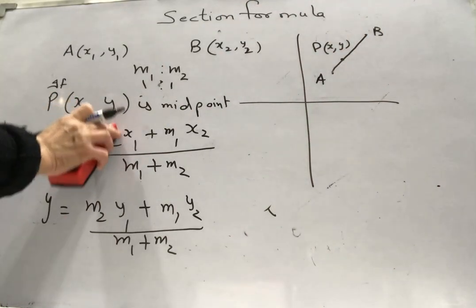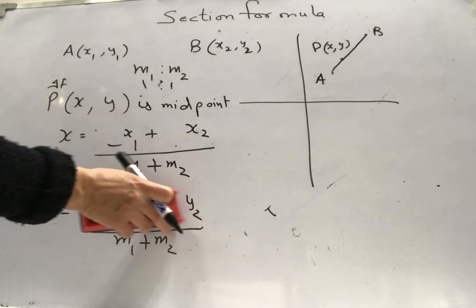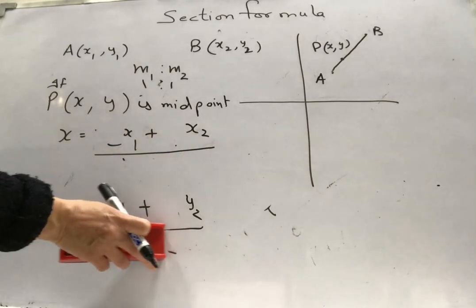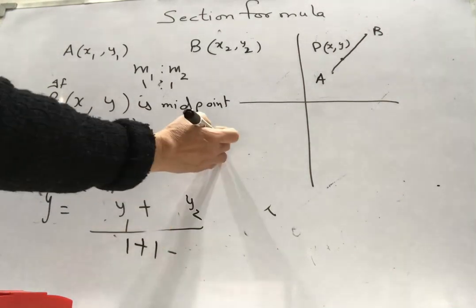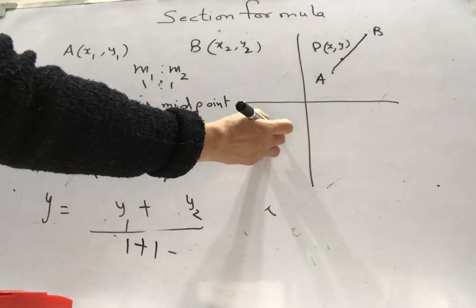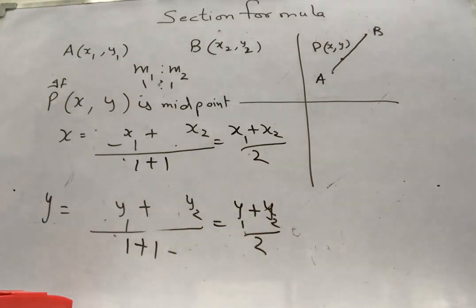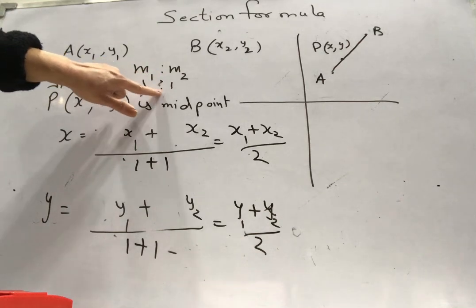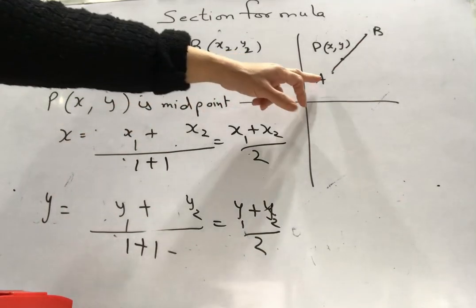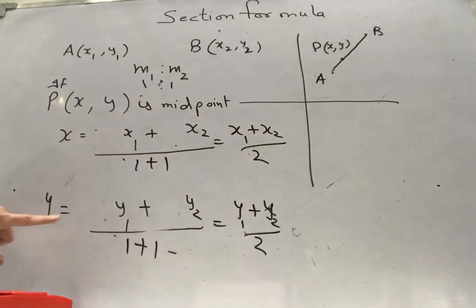So the formula for the midpoint, if you want to check the coordinates of the midpoint, will become 1 plus 1 in the denominator, because the ratio has become 1:1. So this will be x1 plus x2 upon 2 and y1 plus y2 upon 2. So the formula is the same, but the ratio has been written as 1:1 in case of the midpoint. So if they are asking for the coordinates of the midpoint, you can straight away write x1 plus x2 upon 2 and for the y coordinate y1 plus y2 upon 2.